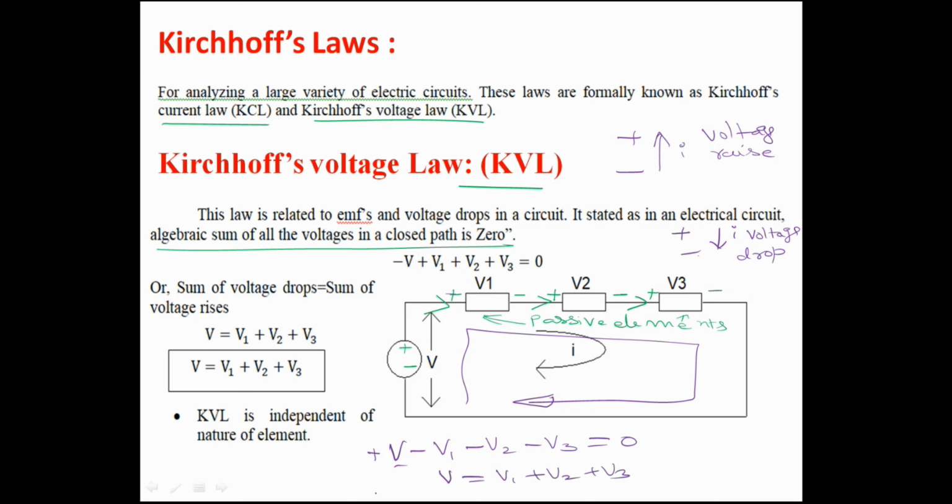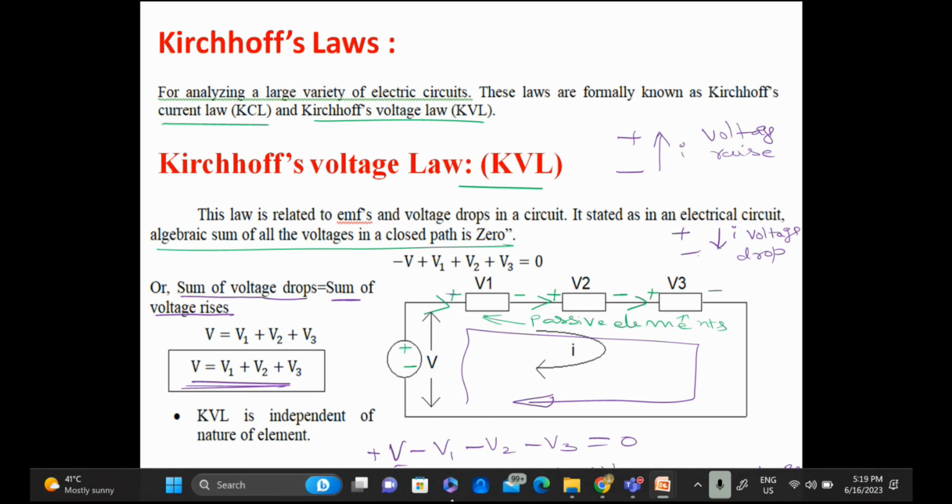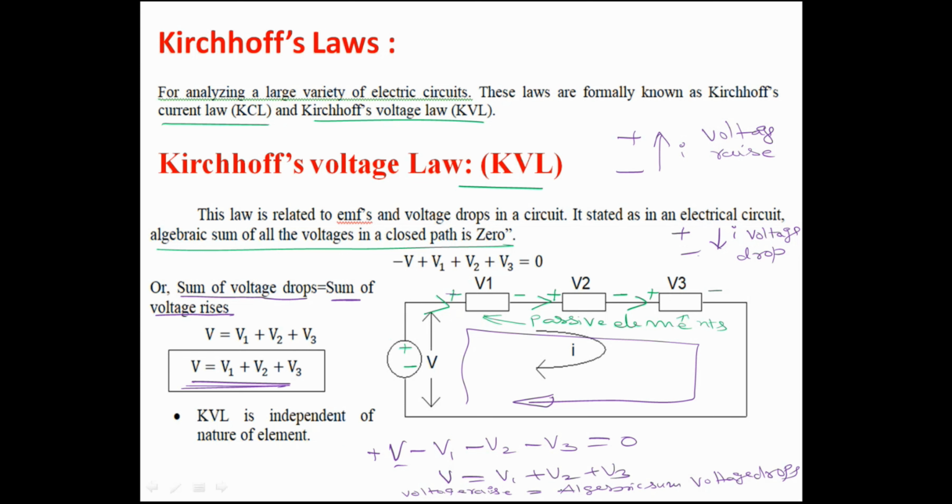So what we can write here is that the algebraic sum of the voltage rise is equal to the algebraic sum of the voltage drops. So the same expression we have written here. So your KVL can also be spelled out in this way: the sum of the voltage drops is equal to the sum of the voltage rises. So this is what we have mentioned here. Right. Next, this is Kirchhoff's voltage law.